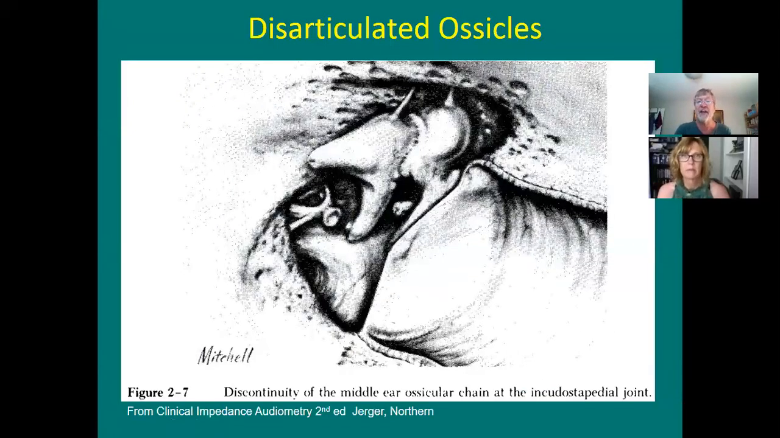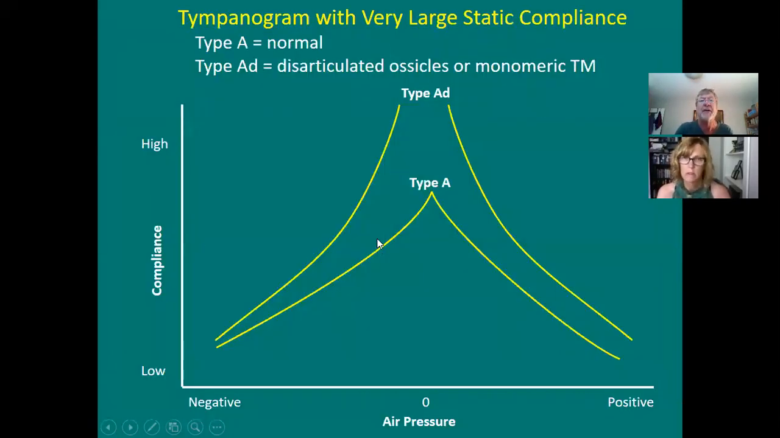Here's disarticulated ossicles. Look where the incus is no longer attached to the neck of the stapes. This can happen due to trauma, you know, if you get in a car accident or something like that. Here's the tympanogram you're going to have with that, at AD: an overly compliant eardrum, because it's way too flaccid.